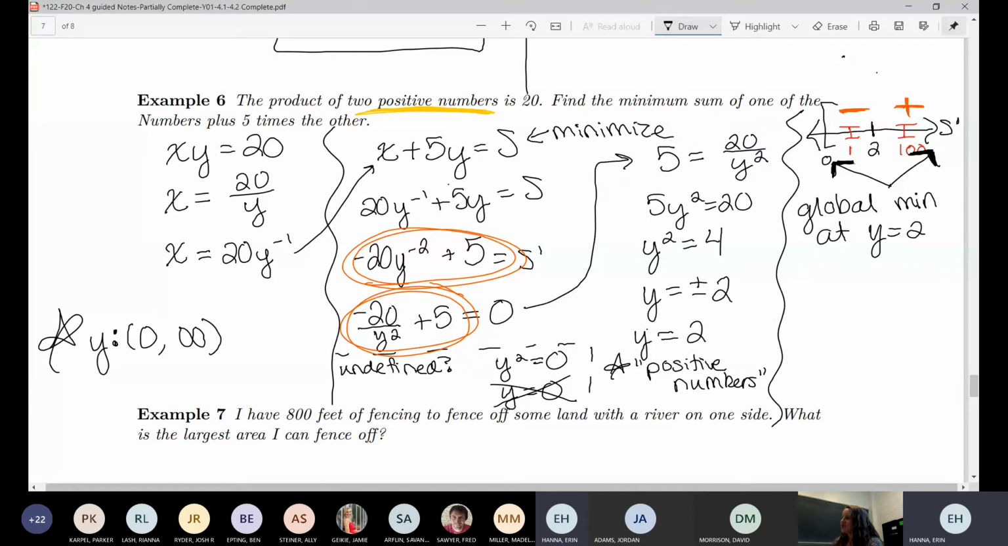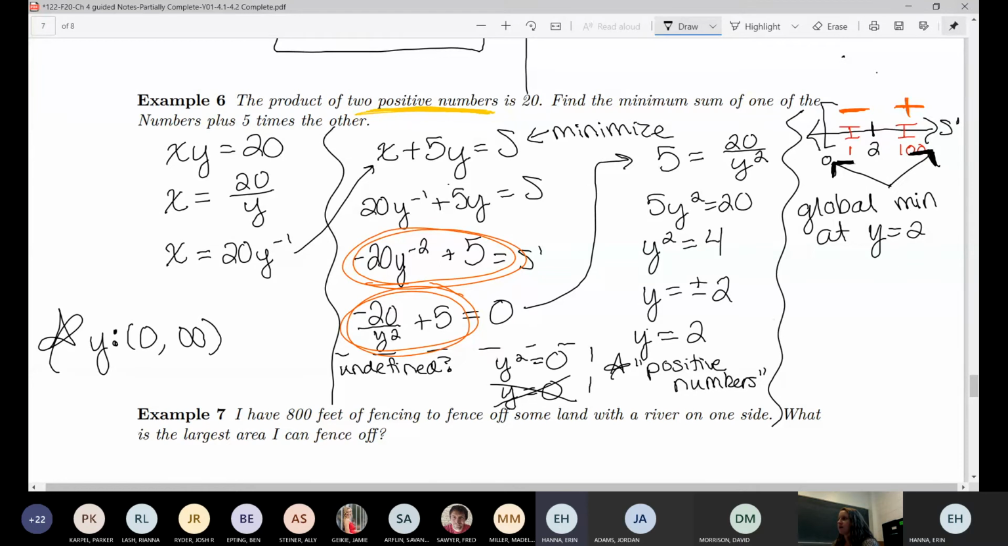So I can just immediately say that it's 2 because that was the only local extrema I had. If I had more local extrema, I would have to consider all of them and find which one has the lowest y value. But since that was the only local min we had there, that's going to be the global min.